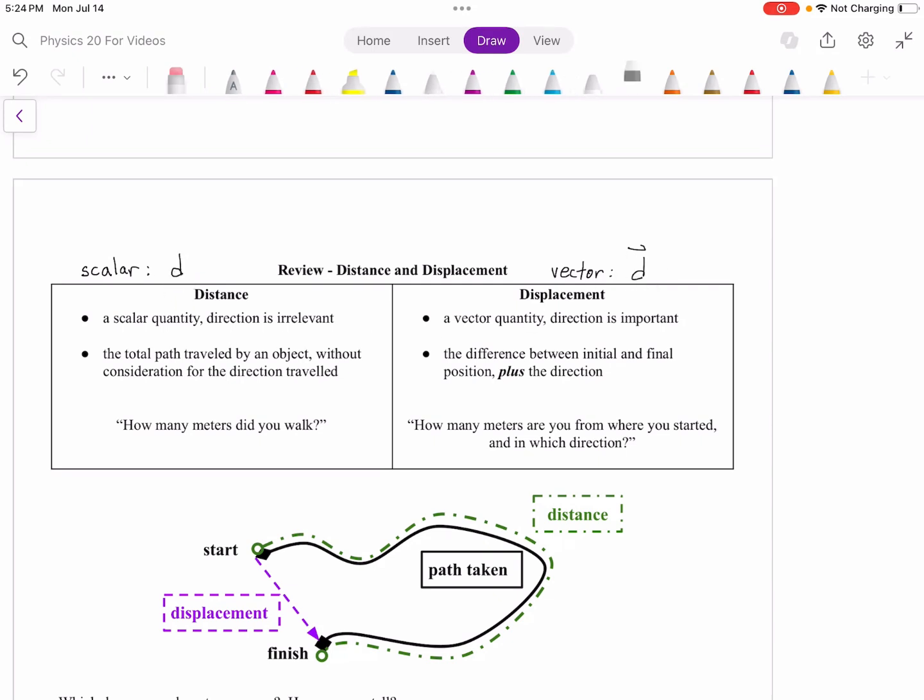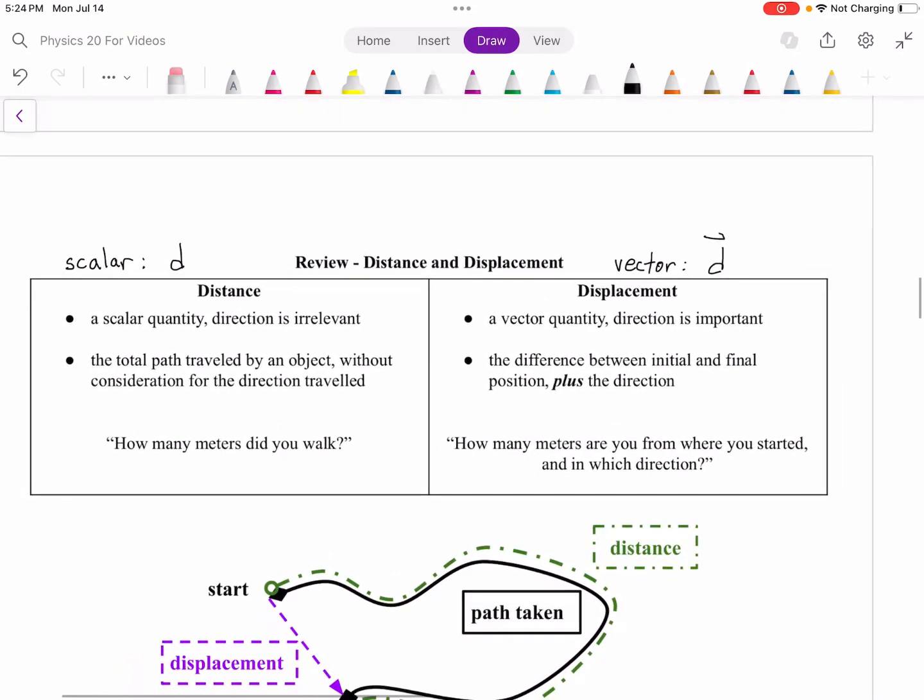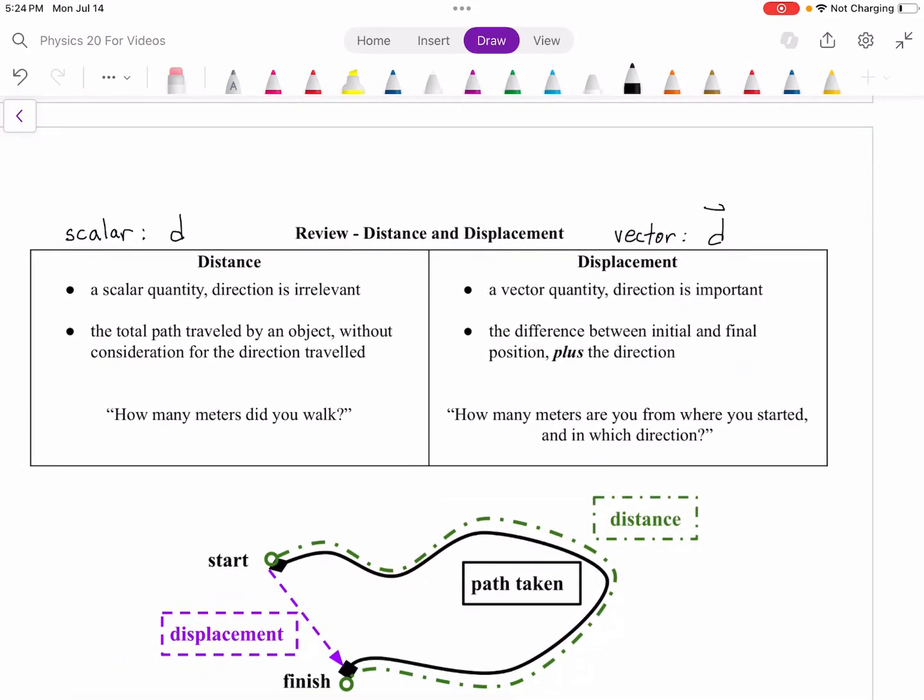So that arrow symbol is how we distinguish symbolically between something that's a vector and something that's a scalar. So you'll see on your formula sheet, lots of things have arrows above them in the formula. That denotes that they are a vector. Okay, so for distance, like I said, it is a scalar.